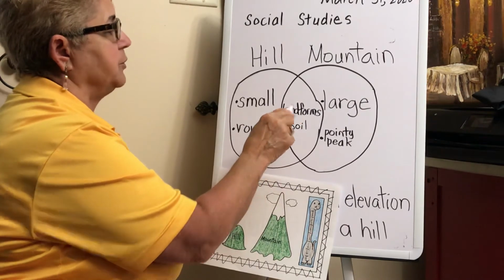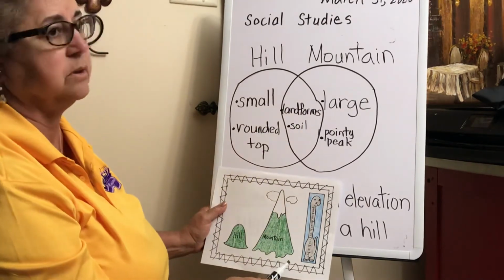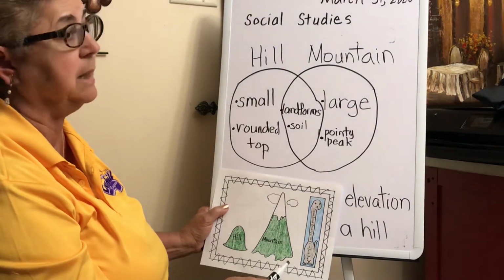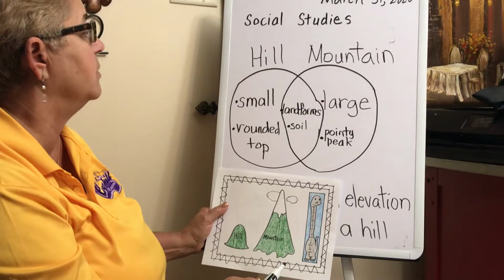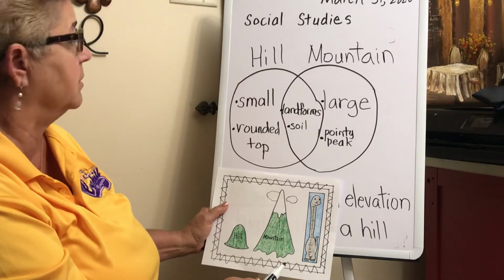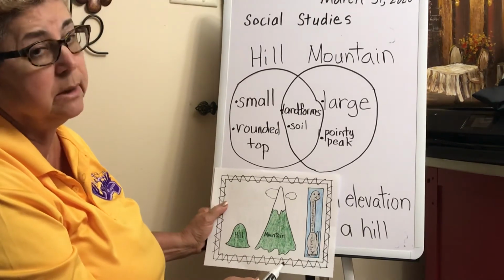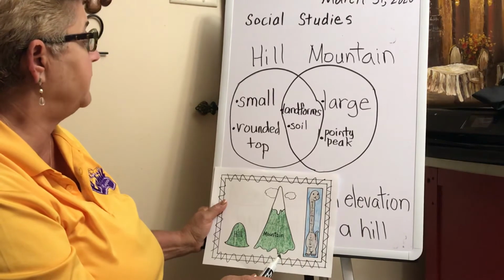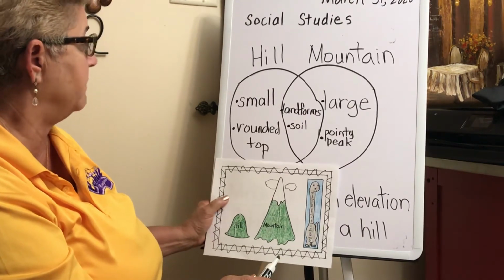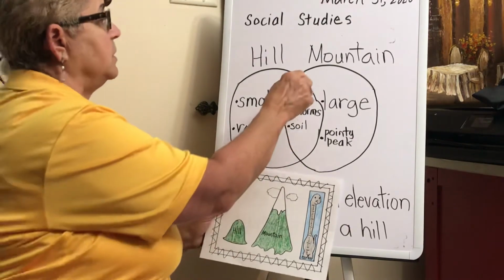And they're formed naturally. No one makes hills and mountains, they just form naturally. We can make a hill, but many hills are formed naturally. So they're both made of soil or mud and rocks, those kinds of things. And something that mountains have on top that hills don't have is they have snow tops.